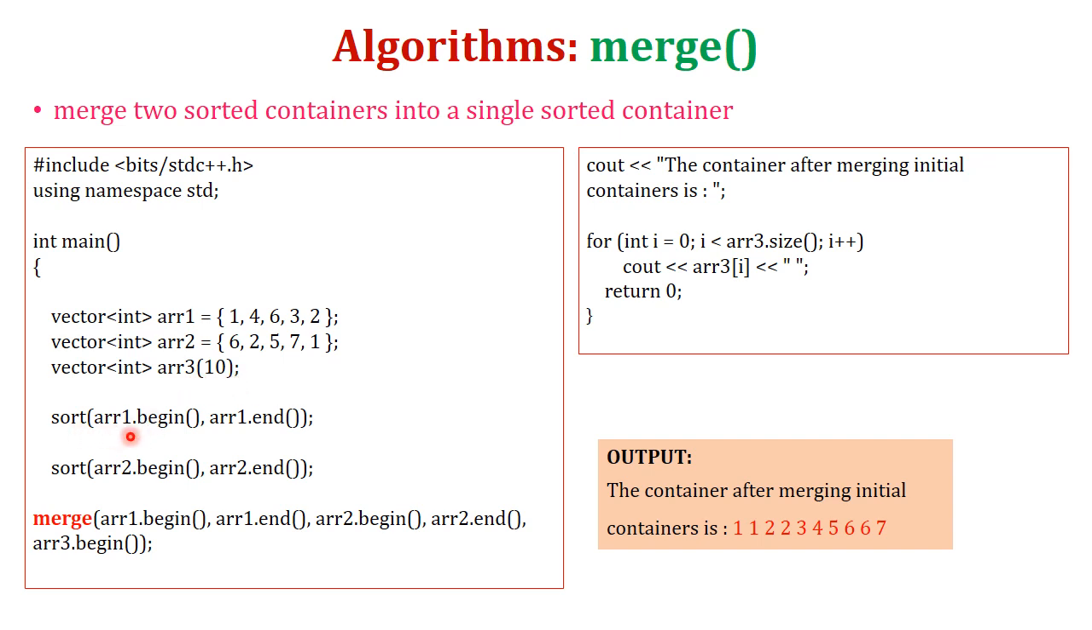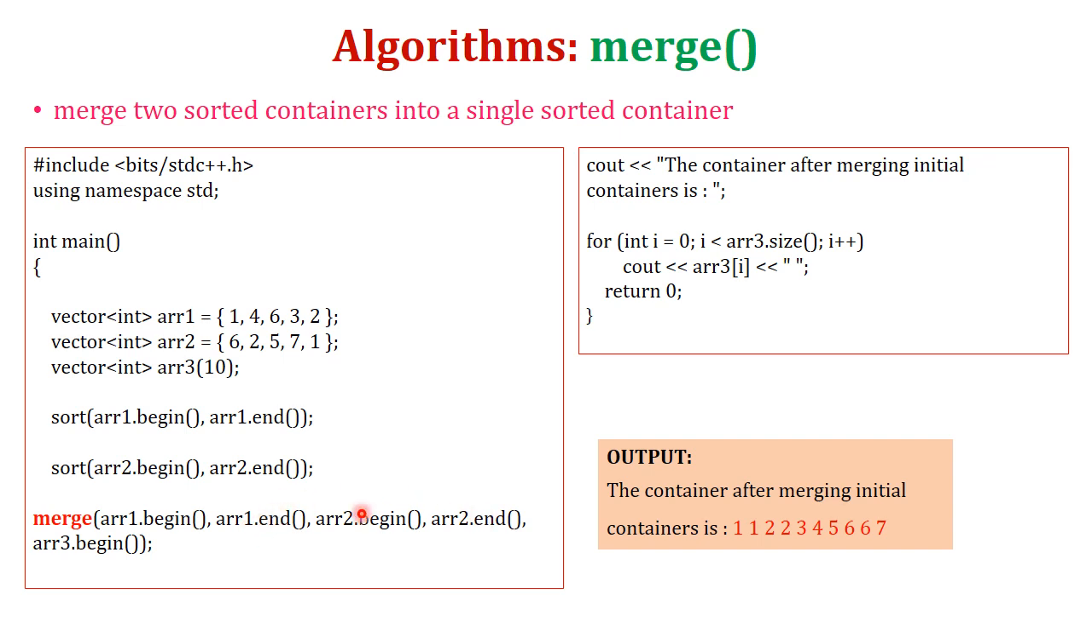So the two vectors, and here is the third vector, an empty vector. Now the first vector we are sorting. Similarly, the second vector also we are sorting in the proper order. Then after sorting, we are calling the merge function. So here first is ARR1 dot begin, then ARR1 dot end. Similarly, the second vector dot begin, second vector dot end.